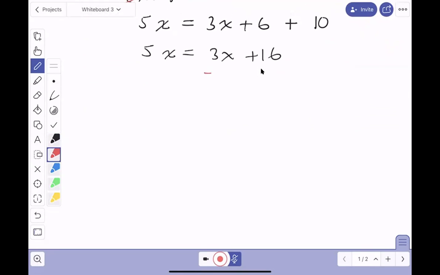What I'm going to do now is subtract 3x from both sides. And what do you get over there? 2x equals 16. I get the variable on one side, the constant on the other. Now I'm going to divide both sides by 2. And what do you get? Let's take a look. You get x equals 8.